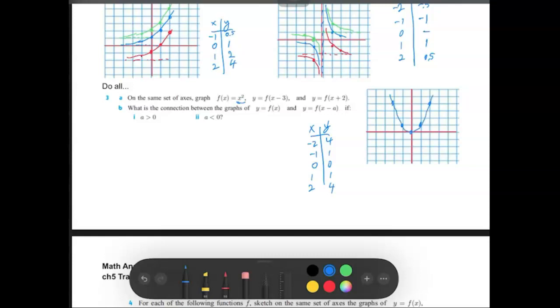And then what we're going to do is translate that parent function to the right by 3. Because remember, if you have minus 3, it's opposite world. So you're going to move 3 to the right instead of 3 to the left. So we're going to count 3 units to the right for each one of these points. And there's our green function. And then we're going to translate 2 to the left from the red function.